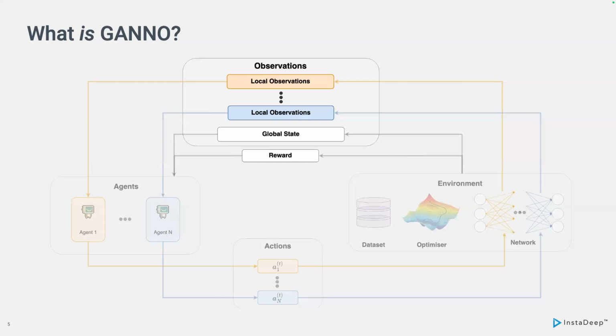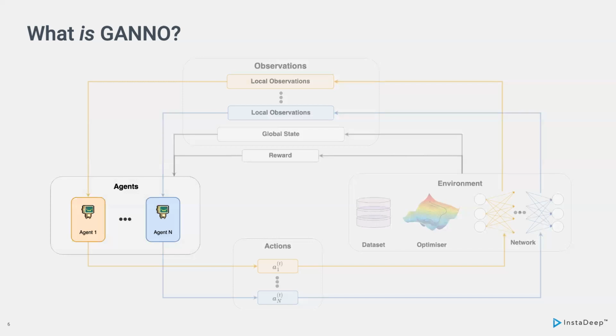And then, of course, we also have a reward. The reward also comes from some defined metric that we want to optimize. In this case, it might be the training accuracy. So again, we have a data set, an optimizer and a network, and inside that environment is actually a supervised learning problem. We observe various things about that environment, and we get a reward, much like a typical RL problem.